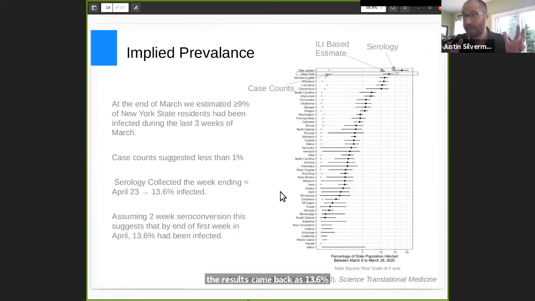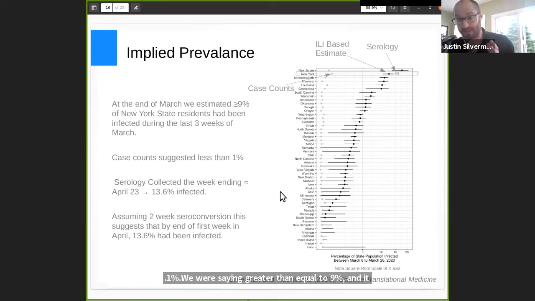Now, again, case counts were saying 0.1%. We were saying greater than or equal to 9%. It came back at 13.6. And this was sort of a, wow, this experimental validation that we're not crazy.